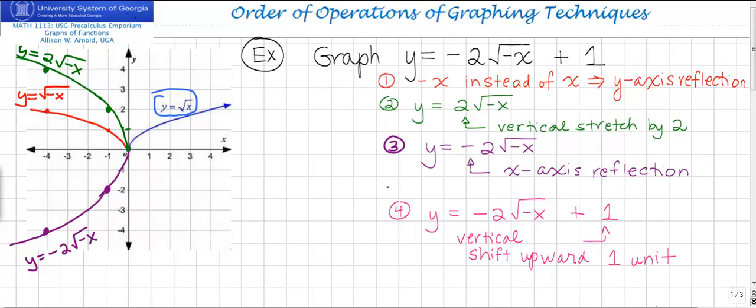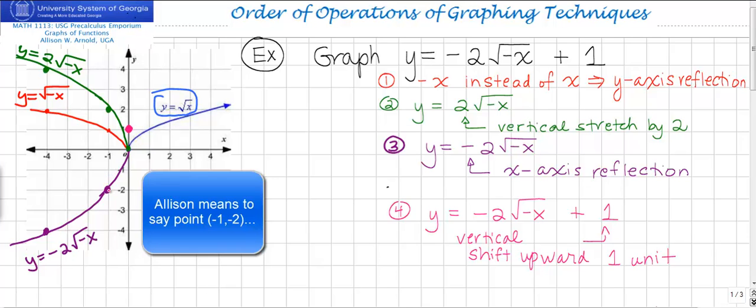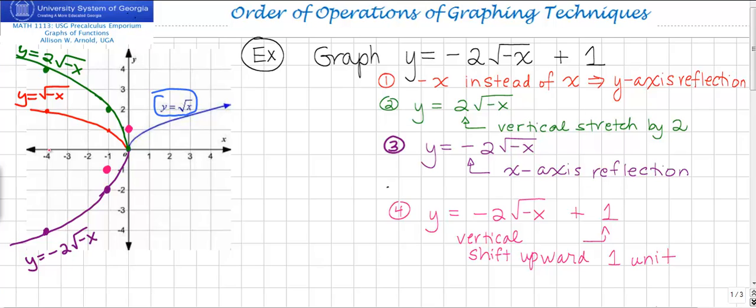And if I shift upward 1 unit, this point 0, 0 that's remained fixed actually finally moves. The y coordinate would become 1. The point negative 1, 2 would shift upward 1 unit, become negative 1, negative 1. The point negative 4, negative 4 would shift upward vertically and become negative 4, negative 3. Same shape. And that guy would be our final graph.